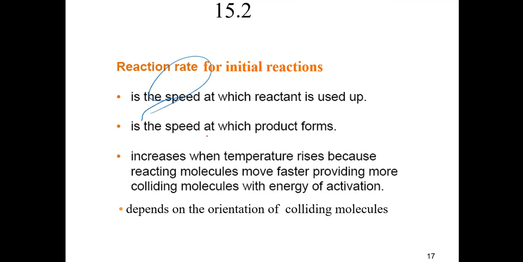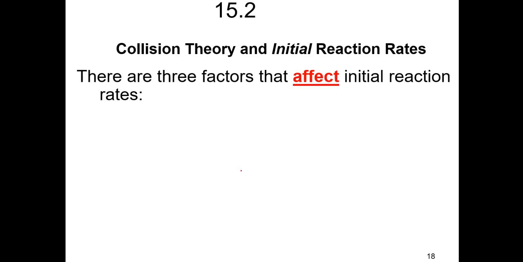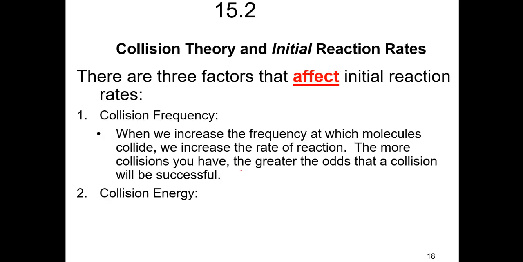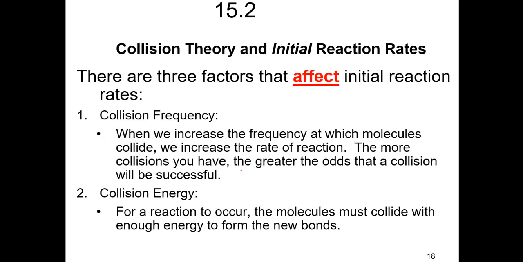So focusing on the beginning, we're going to figure out the factors that affect the initial reaction rate as well as ways to increase the reaction rate. And there's different ways we can do it. We can look at temperature, we can look at the orientation of colliding molecules, and the concentration. So these are the factors that affect the initial reaction rate. And yes, we're going back to the car analogy.